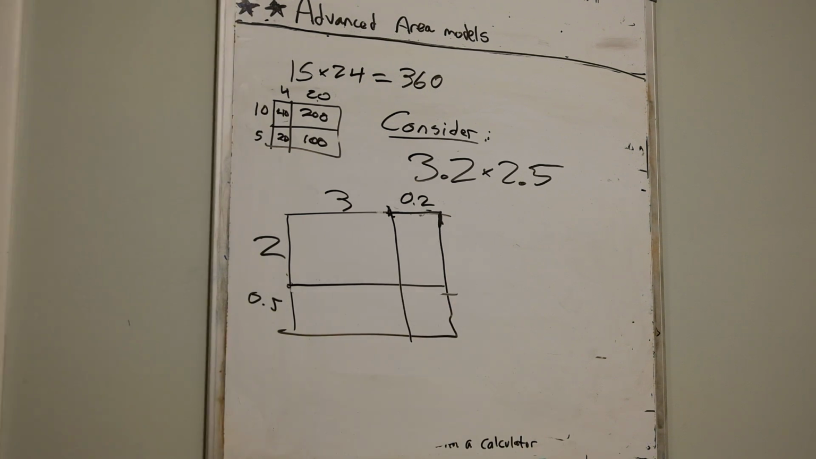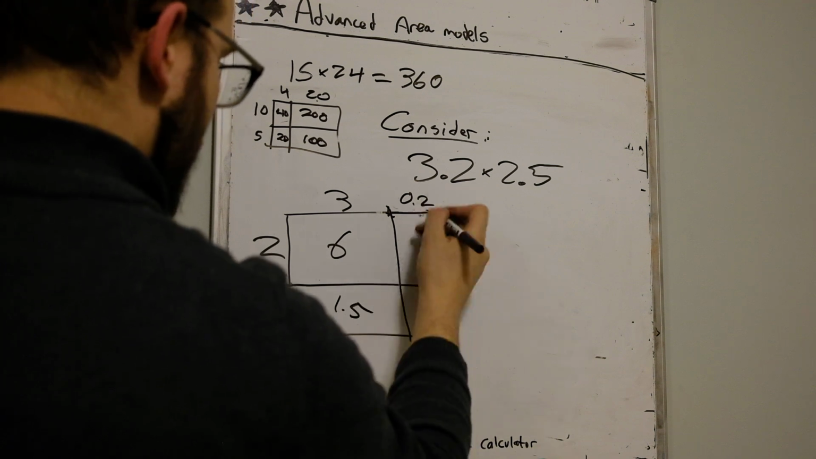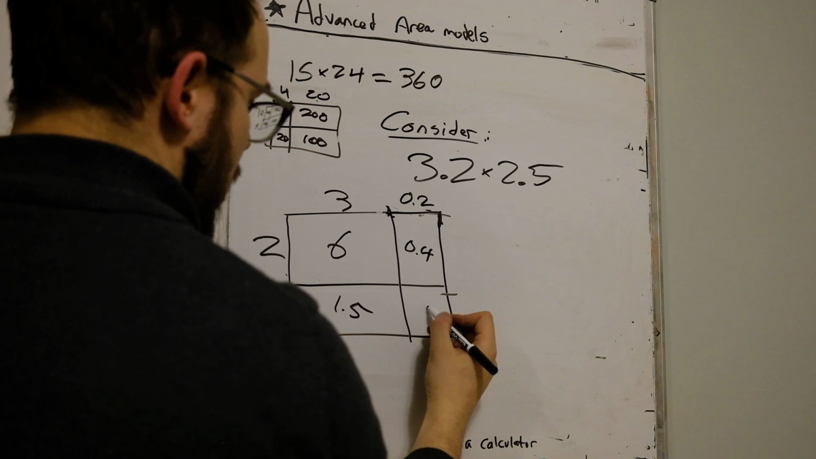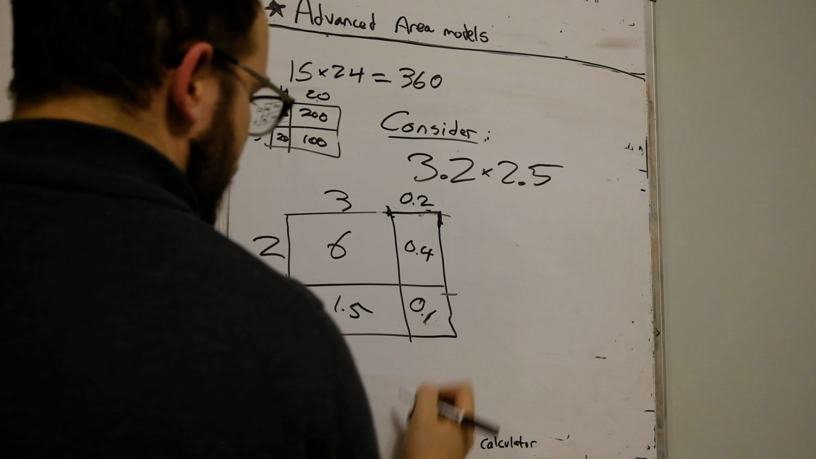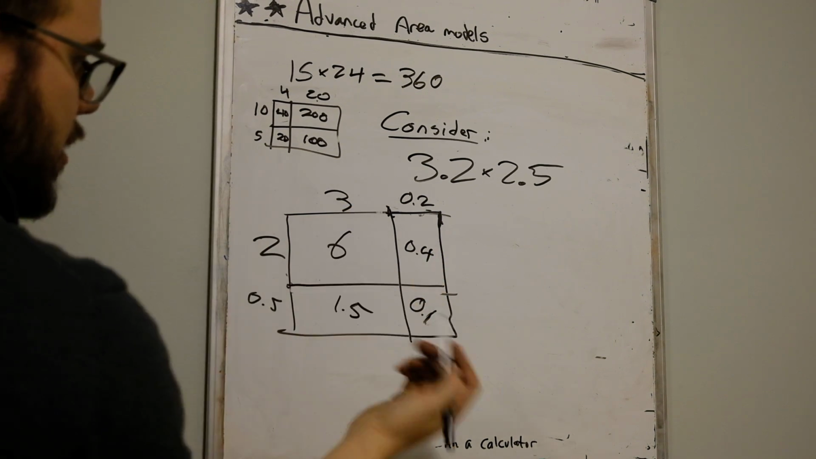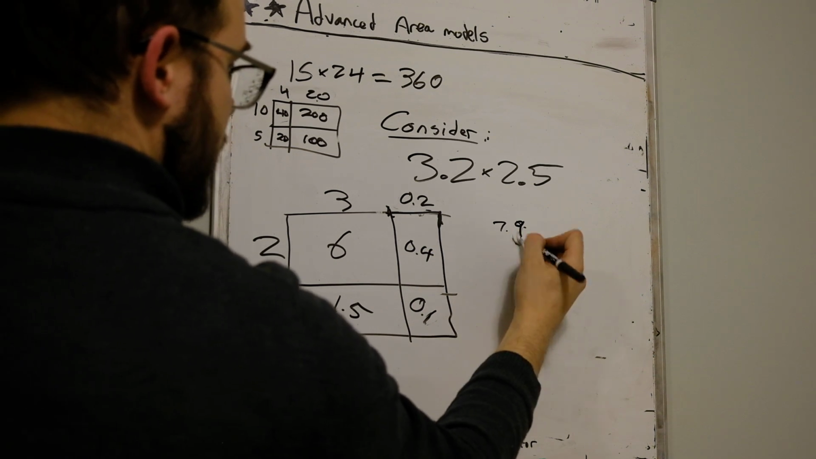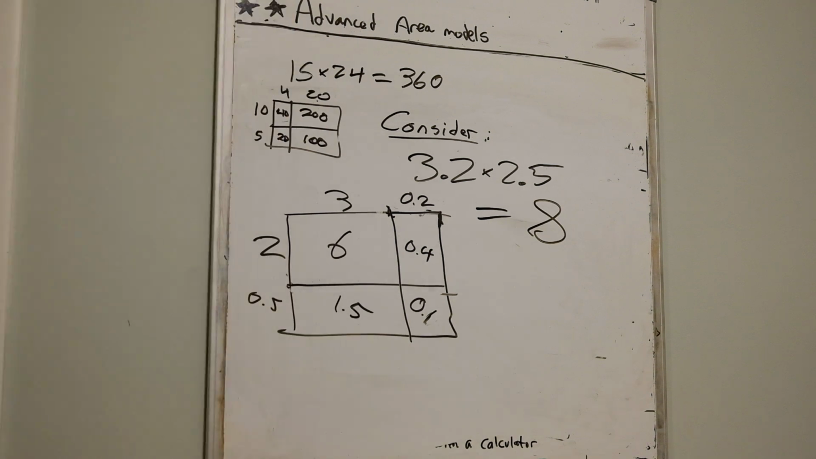So now we can do this multiplication. 3.2 times 2.5, 3 times 2 is 6, 3 times 0.5 is 1.5, 0.2 times 2 would be 0.4, and 0.5 times 0.2 would be 0.1. So altogether, we add this up, 6 and 1.5 is 7.5, and 0.4 gives us 7.9. 0.1 gets us to a really nice even 8. So we can use this area model to represent more difficult multiplication problems.